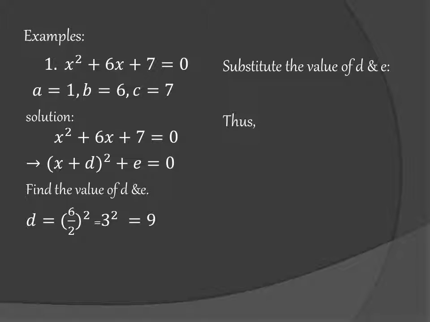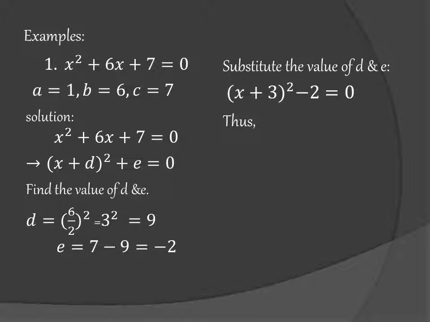So, since d is equal to b over 2 squared, our d must be 6 over 2 squared. And 6 over 2 is 3, and 3 squared is equal to 9. So, d is equal to 9. And the value of e is equal to c minus d. Since our c is 7 and our d is 9, e must be 7 minus 9. So the value of our e must be negative 2.